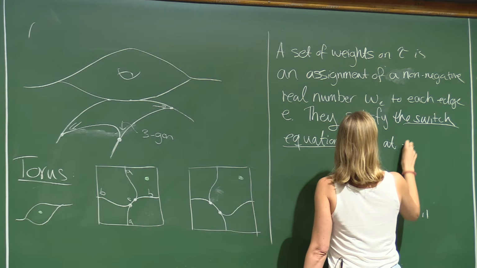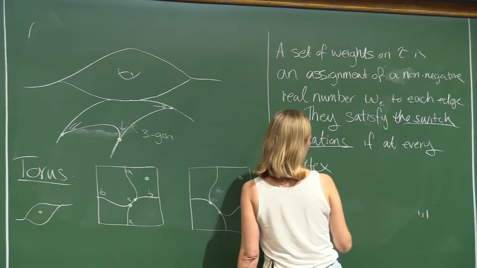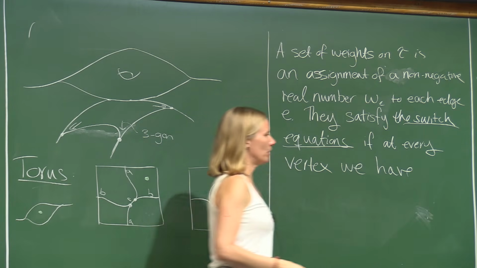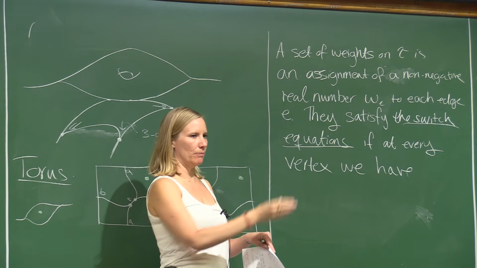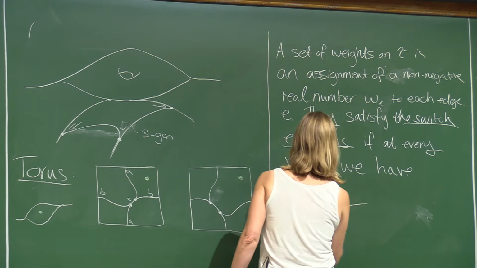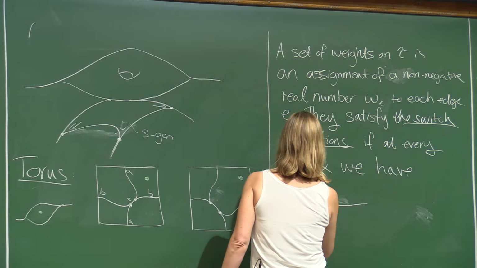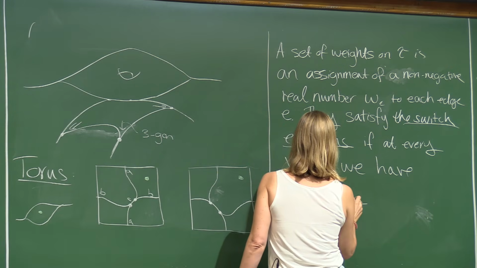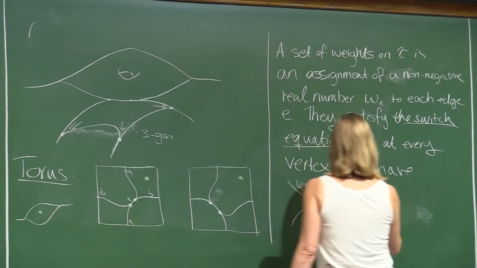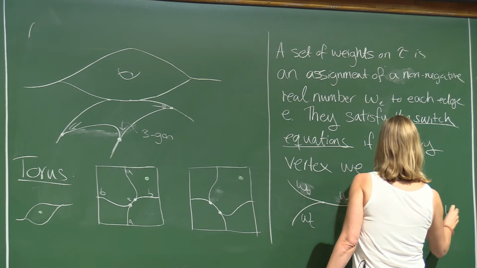If at every vertex or switch we have that the weights corresponding to the two incoming sum up to the outcoming, depending on which one you call incoming or outcoming. But let me draw the picture. So if this is A, B, and maybe weight of A, weight of B, weight of C, we have to have the weight A is the sum of these two.